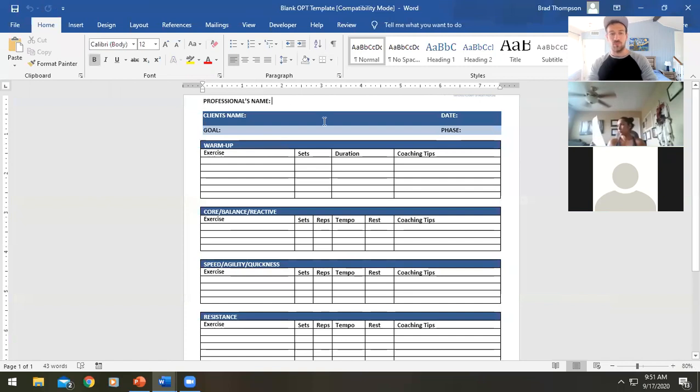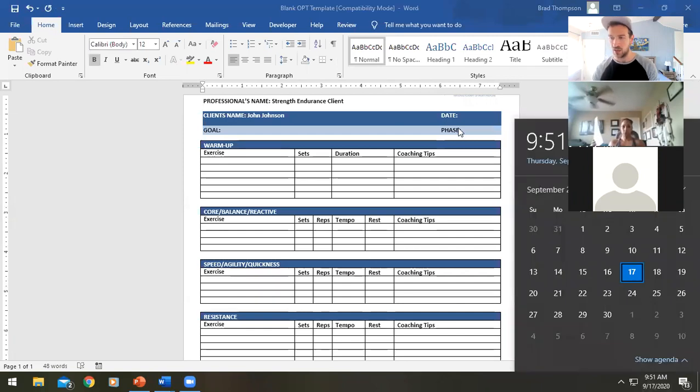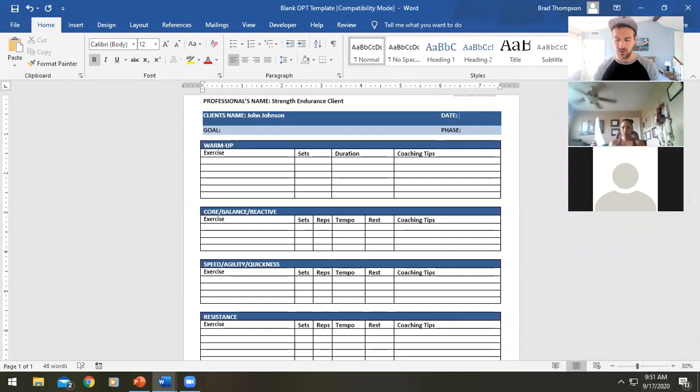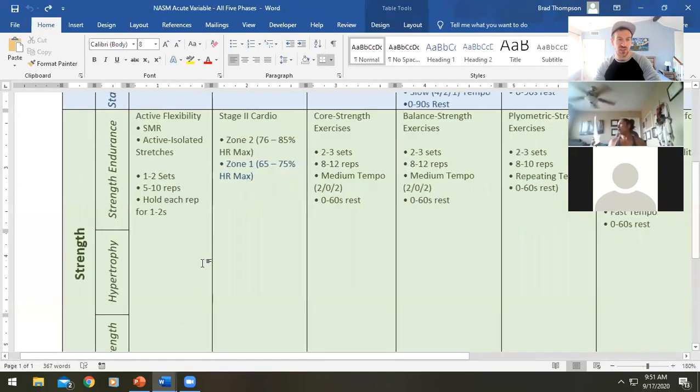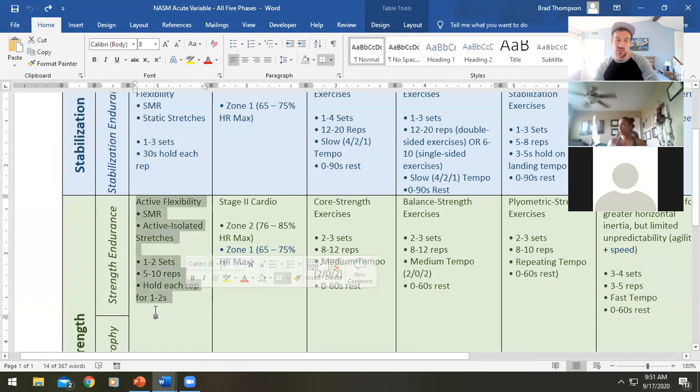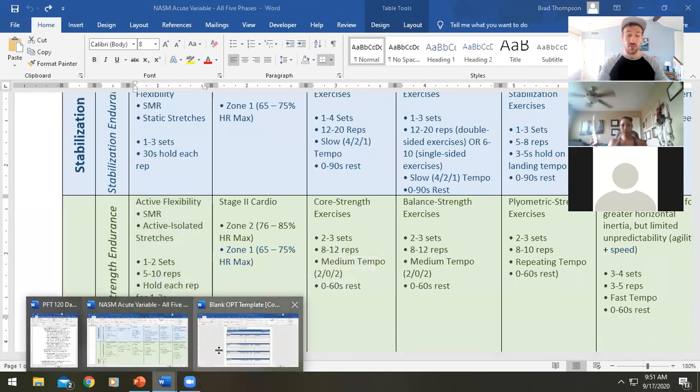All right. So this is a strength endurance client, right? This is John Johnson again. And we'll just say John's moving a month forward. So it's no longer September 17th. It is October 17th. And his goal is still fat loss. He is now in phase 2. So I go to my acute variables. I need to choose active flexibility, right? Which is still going to consist of foam rolling. So I'm going to foam roll the same things.